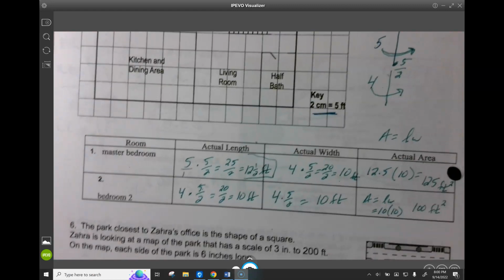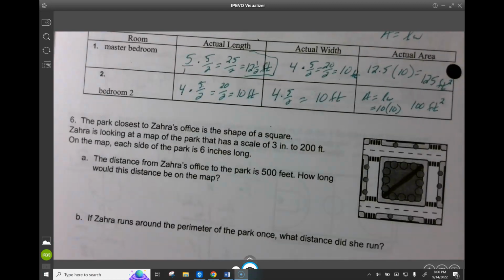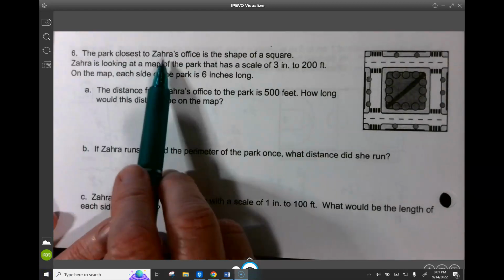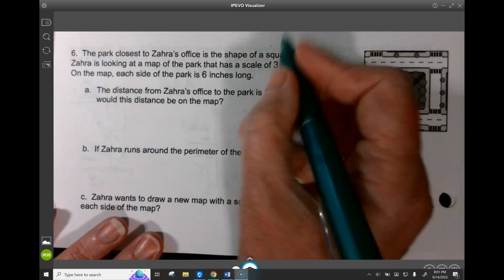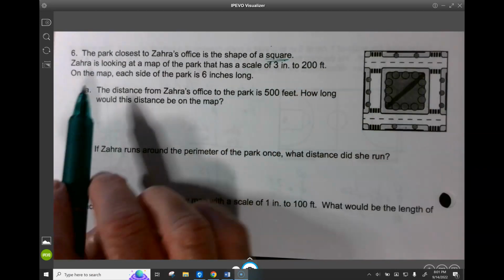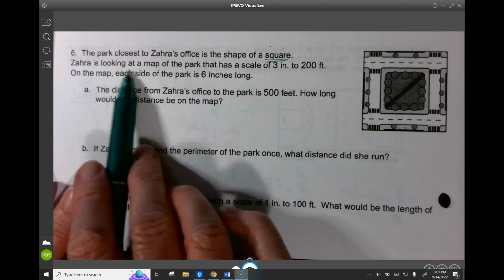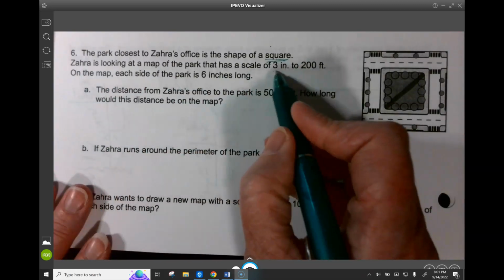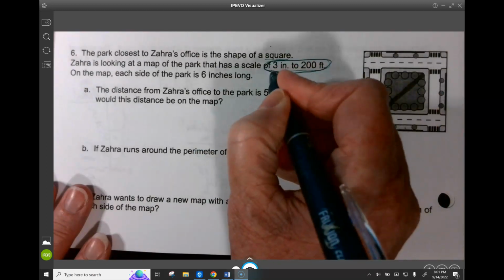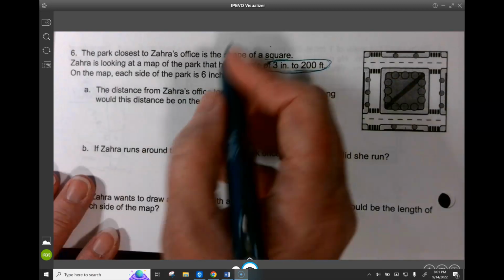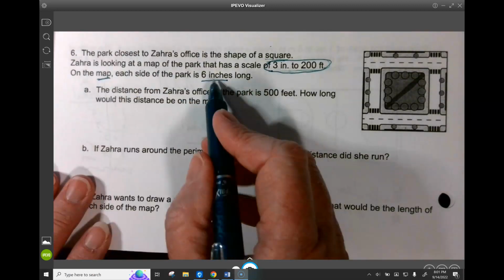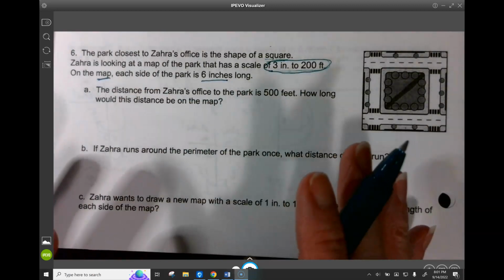Okay, good. Last one we're going to look at is about a park. Okay, so we always read the problem first. The park closest to Sahara's desert is the shape of a square. That's going to be important, because remember, a square, all the sides are equal. Zara is looking at a map of the park that has a scale of 3 inches to 200 feet. Okay, and then it says on the map each side of the park is 6 inches long. Okay, each side, now we know it's not the actual, that's the map, is 6 inches long. Okay, so that's the information we're going to use.